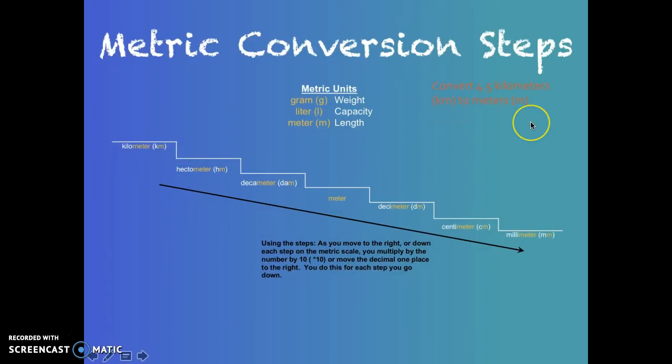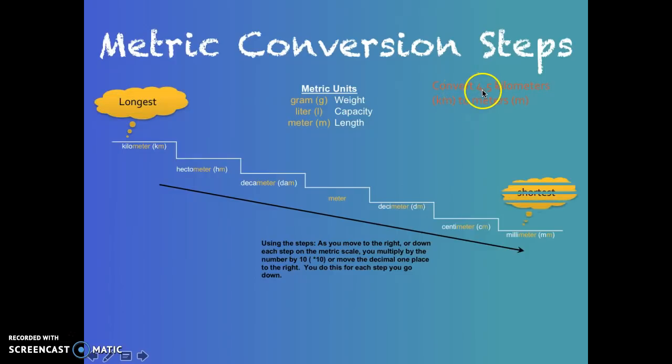All right, so let's try a conversion. We're going to convert 4.5 kilometers to meters. So that means we're starting up here. We have 4.5, and we're working our way down here to meters. So remember, each step we take, we are multiplying by 10.